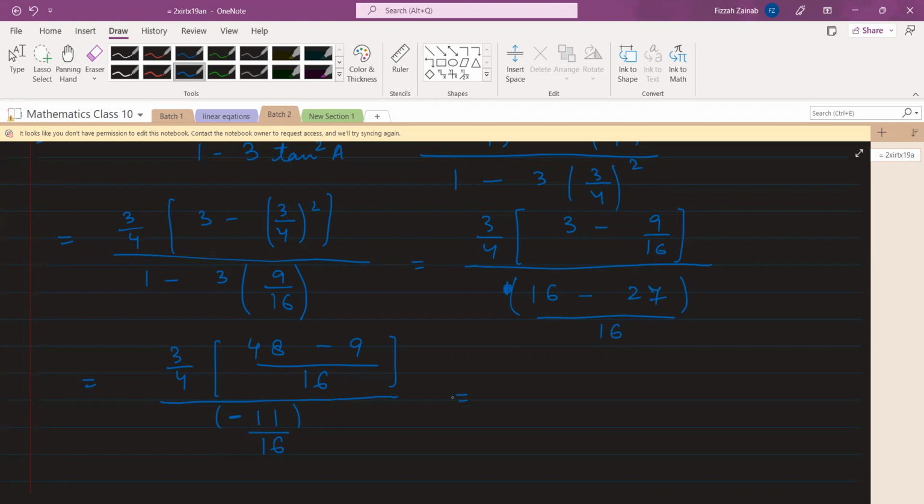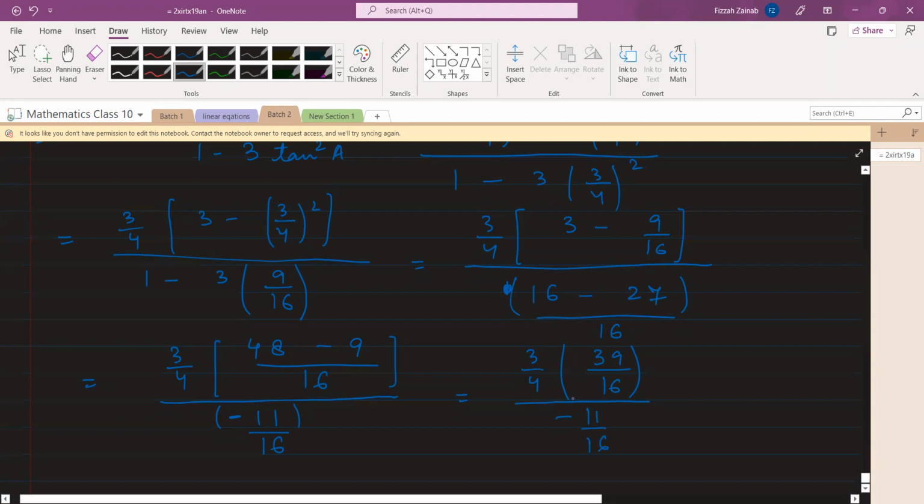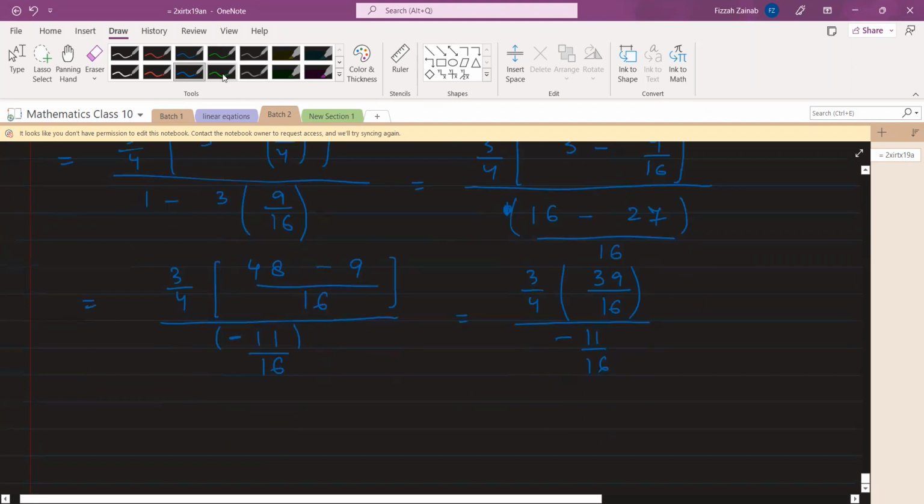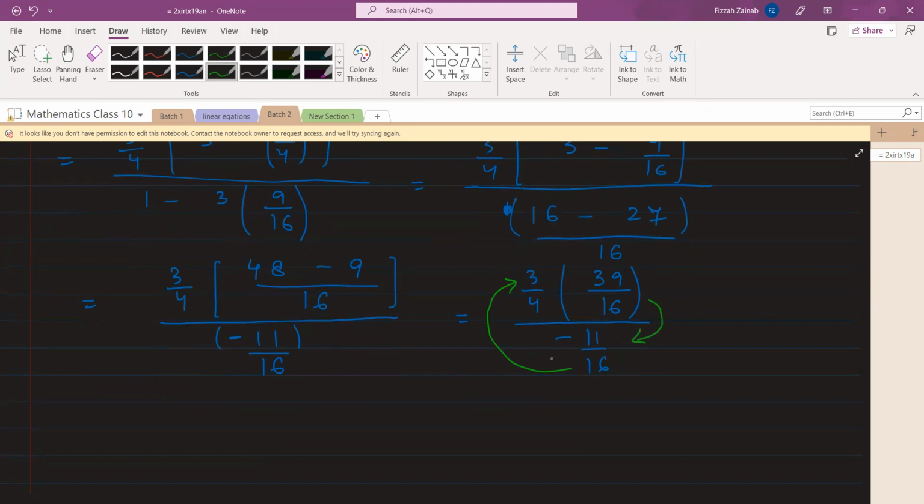Right. Yes. So 3 by 4 and then multiplied by 48 minus 9 will be 39, right? 39 divided by 16. And then you have divided minus 11 by 16. Okay, so if you can do it directly, you can. Otherwise, as I told you, if somebody is confused, the outer terms will be multiplied together and the inner terms will be multiplied together, that we have discussed before also.